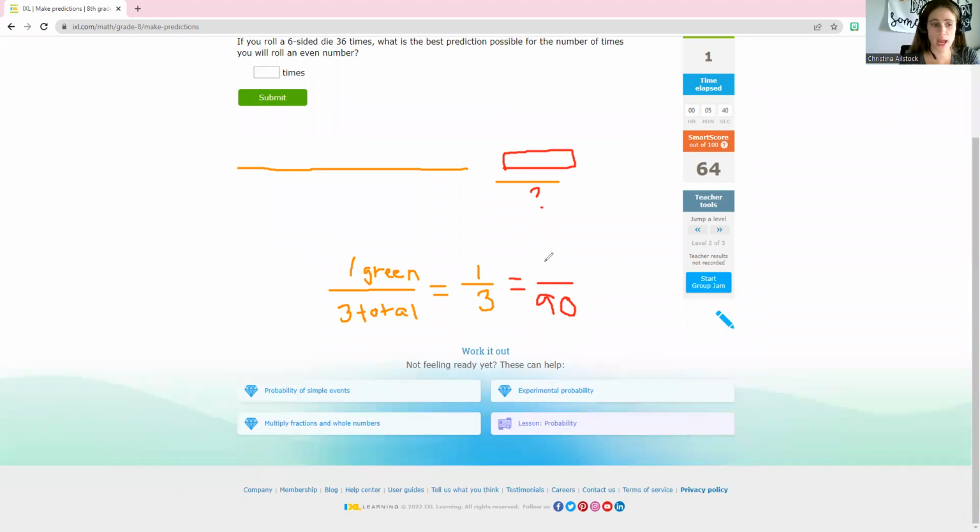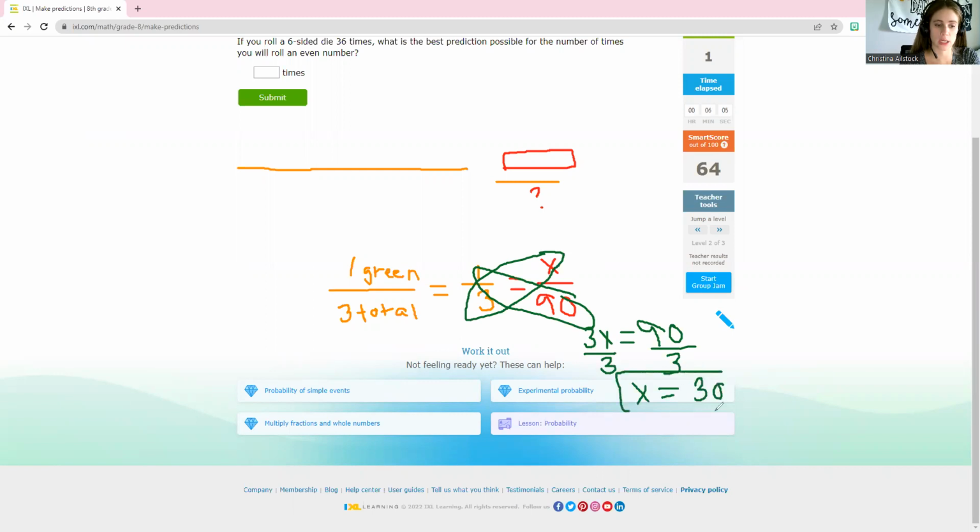And we don't know how many times we're going to get a green marble, so that will be an X right here. Now we can use cross multiplication to solve, which means we'd have 3x equals 90. Then if we divide both sides by 3 to solve for x, x is equal to 30. Meaning that if we were to do this experiment 90 times, 30 of them would result in a green marble.